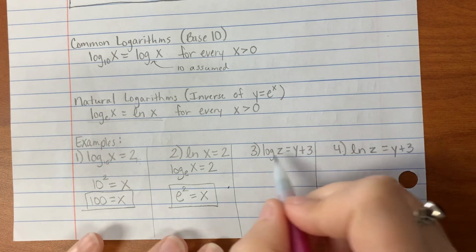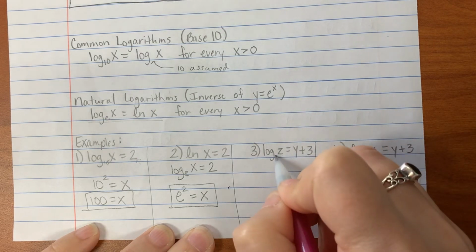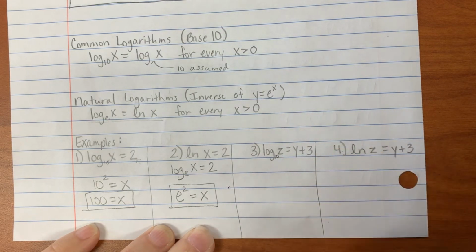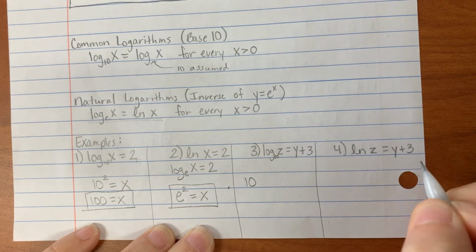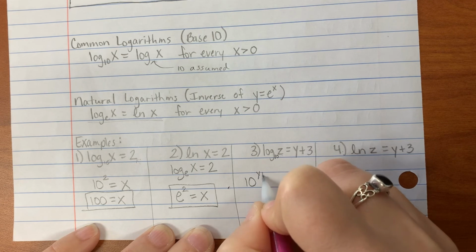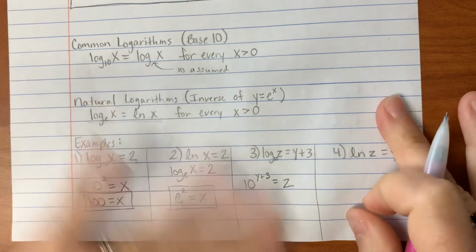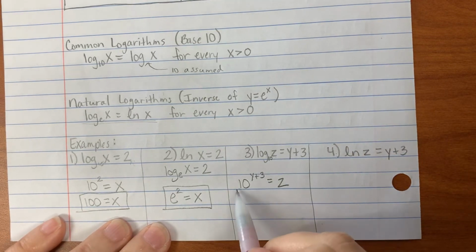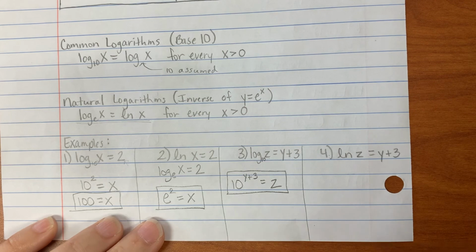This one, the log of z equals y plus 3. Well, that means there's an assumed base 10 there. So that means 10 to the y plus 3 equals z. And I'm just going to stop there. There's not really much else I can do with that one because of the variable and the exponent. So I'm just going to stop there.